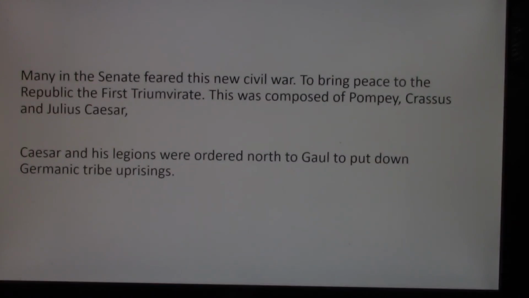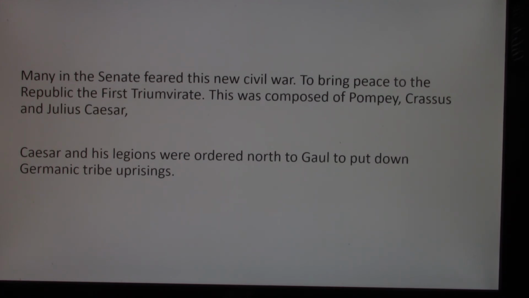Many in the Senate feared that there would be a new civil war. To bring peace, the First Republic was created. Now, Pompey, Crassus, and Julius Caesar will bond together to try to stop this civil war. Now, Pompey and Caesar had very large armies. I must tell you, Pompey and Caesar did not care much for each other. Crassus was always the glue that held everything together.